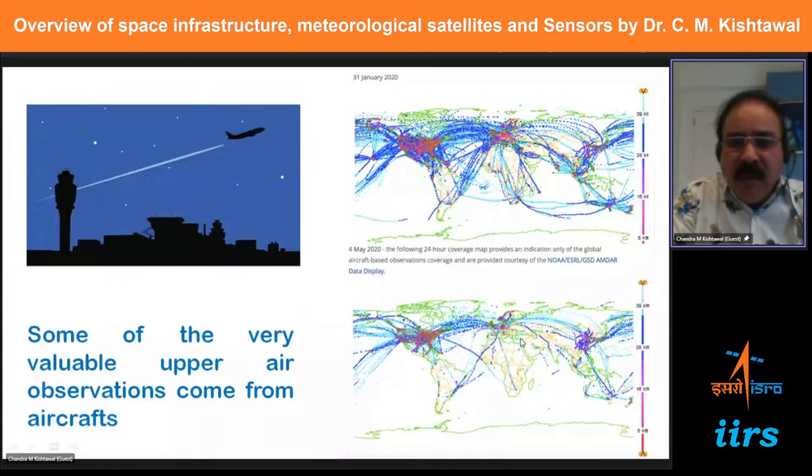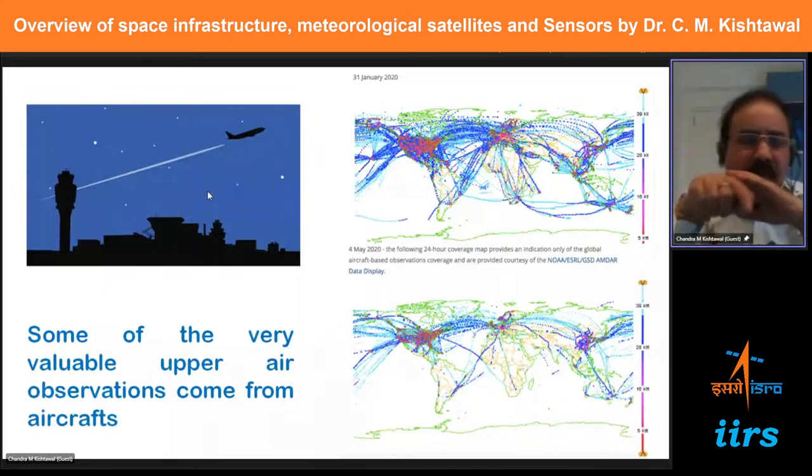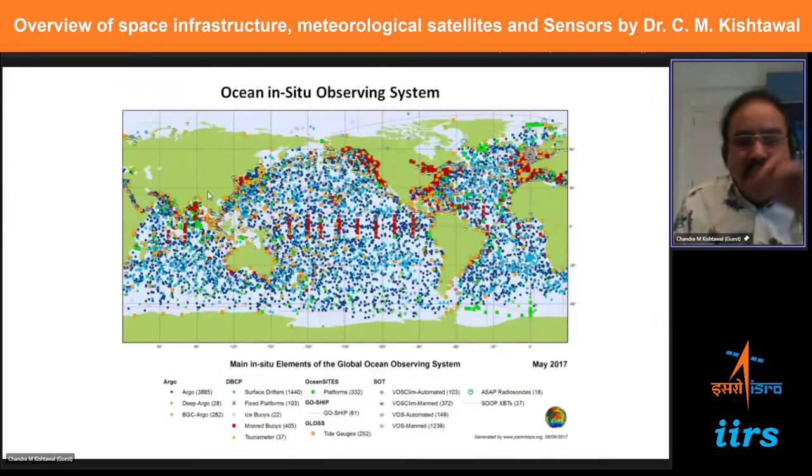So when there was a lockdown and the flights were not there, there was a big shortage of this data, and this is an extremely valuable source of information. It has a very big impact on weather forecasting. This is very valuable data for weather prediction, because the aircraft is actually touching the wind from which it is taking the measurements. So this is very valuable. This is not a remote observation. It is actually an in situ observation. So this is one observation.